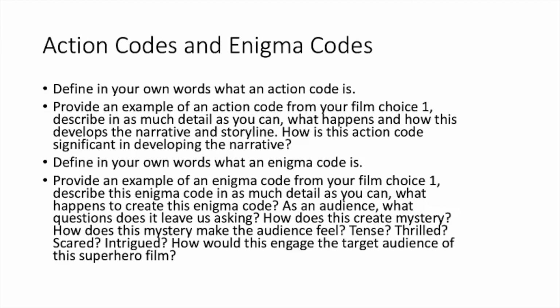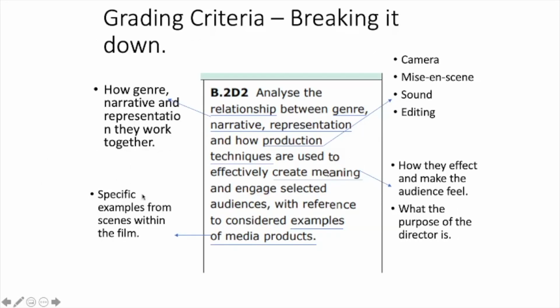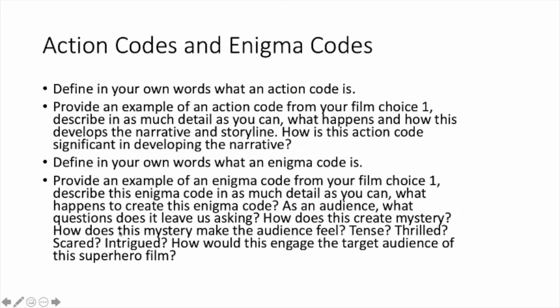The first bullet point, I need you to define what an action code is in your own words. That doesn't mean you go back and look at what my definition was. I need you to write down in your own words what you understand by what an action code is. In the second bullet point, this is where you need to provide an example.